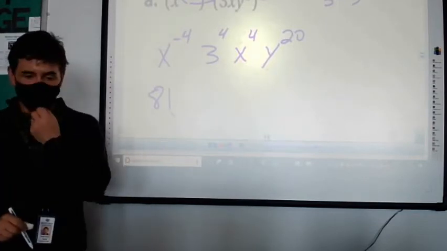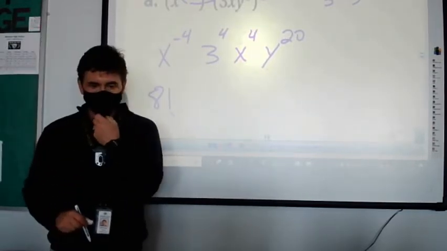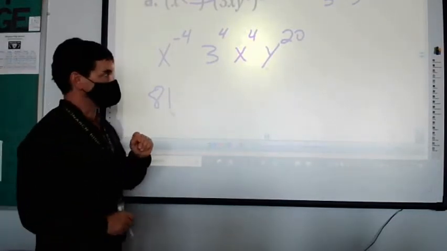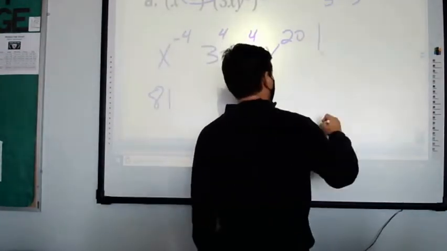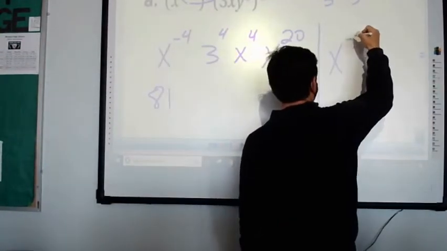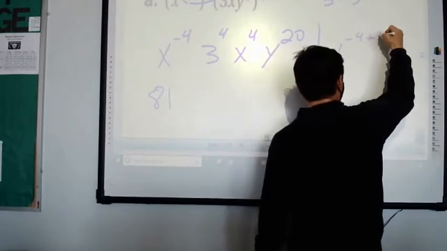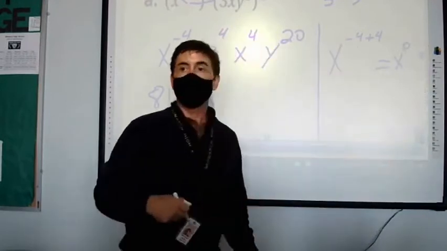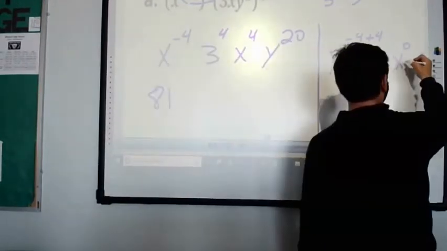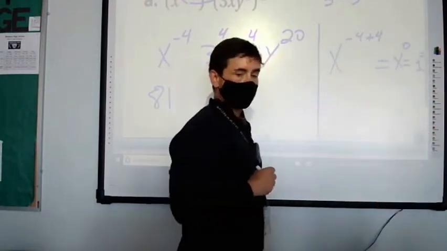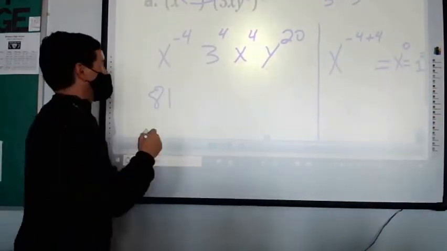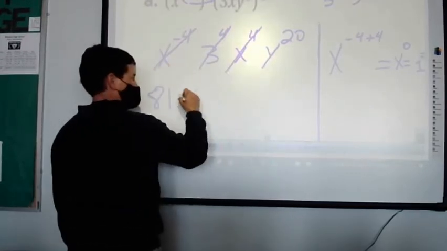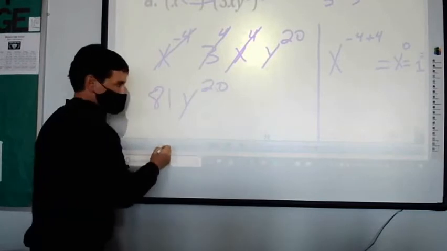Okay? What happens to the x's? They cancel, right? Because negative 4 plus 4 is 0. So I'll just show that off to the side as well. So x to the negative 4th plus 4 gives us x to the 0 power. Anything to the 0 power is 1. Okay, so that's why the x part just cancels out. So it's 81 y to the 20th power.